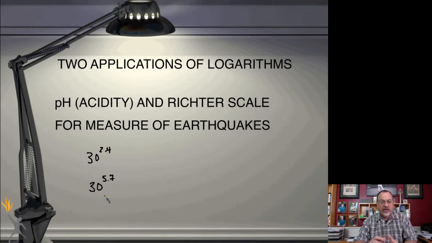So when we're asked to compare earthquakes in this lesson, we're actually going to be comparing these exponents. So it's just going to be the difference between these two numbers, so you're just going to subtract them. So let's take a look at an example. You'll see what I mean.